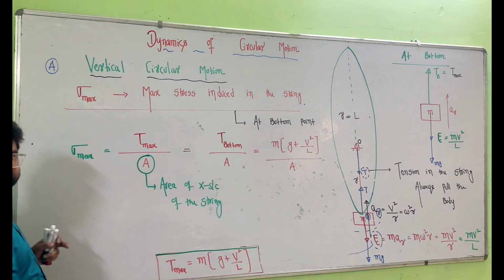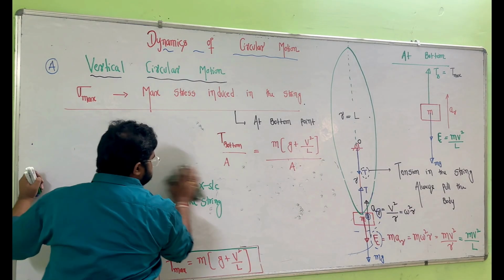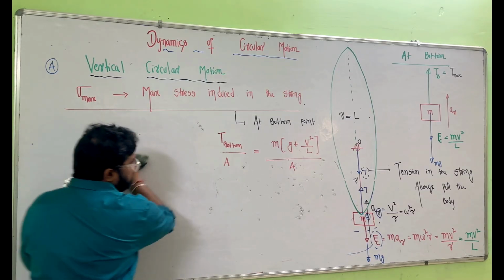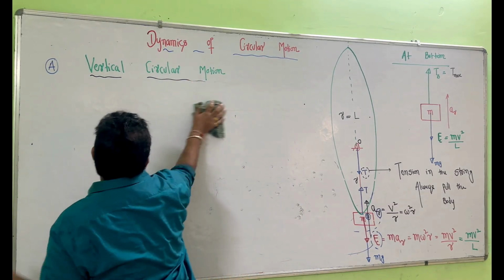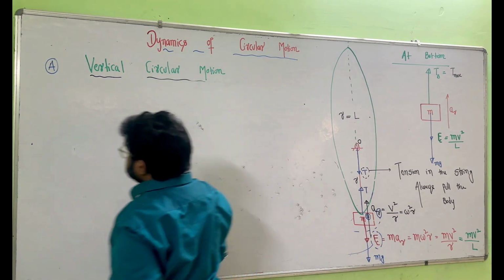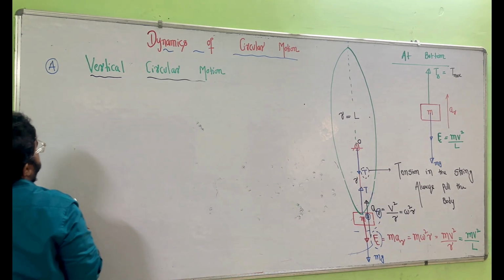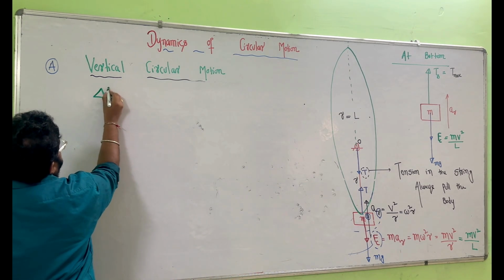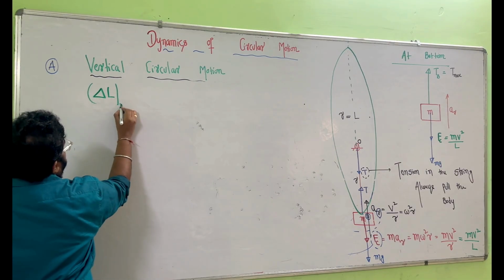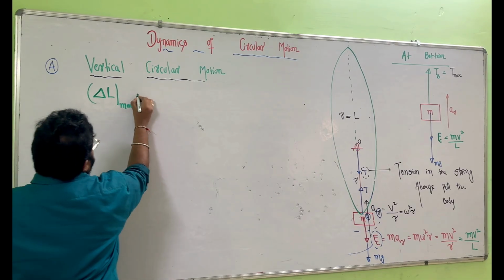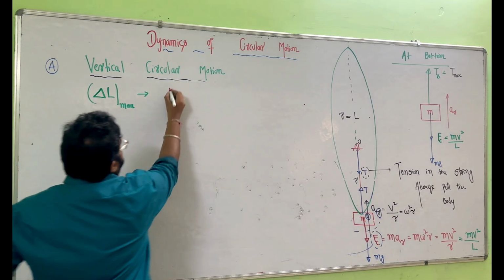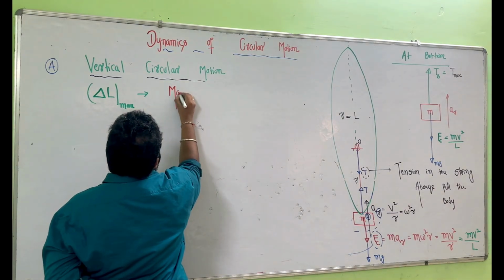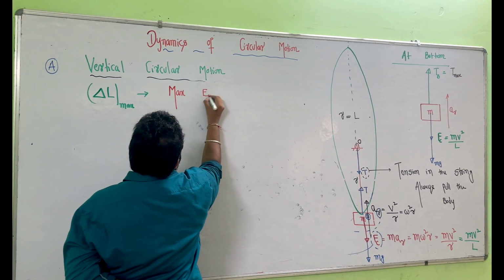Next slide now. What is the maximum elongation in the string? What is the maximum delta L? Delta L maximum is the maximum elongation in the string.